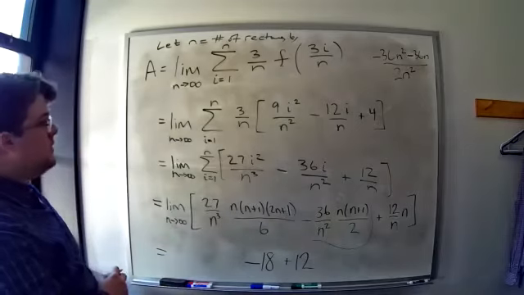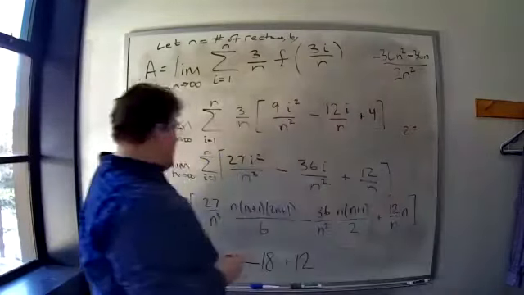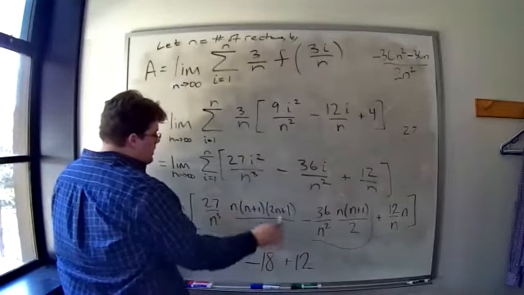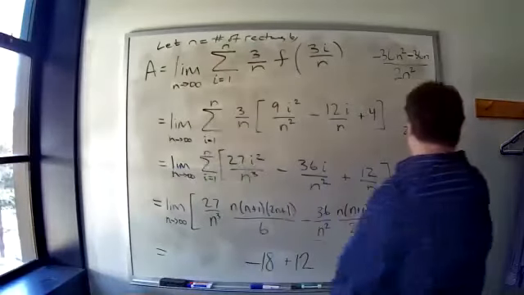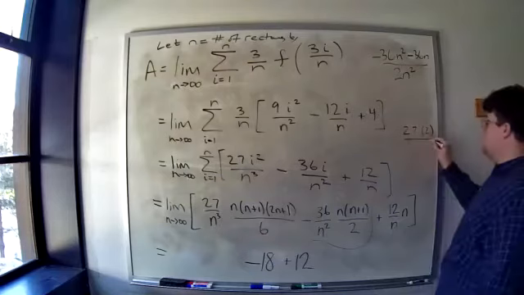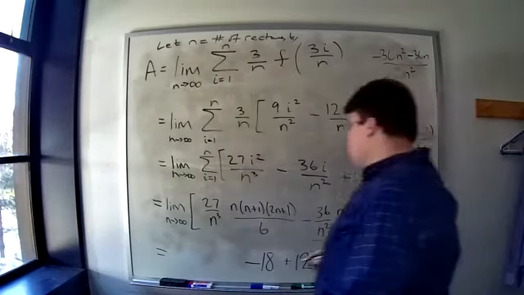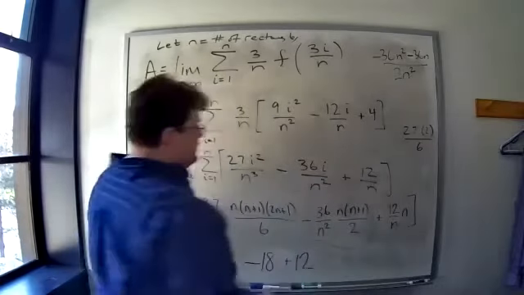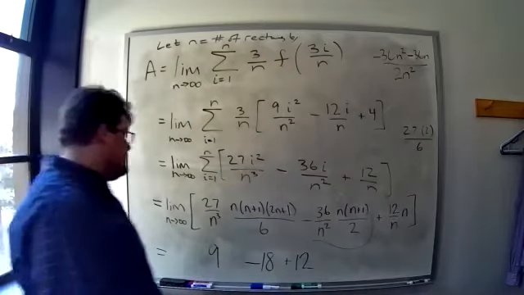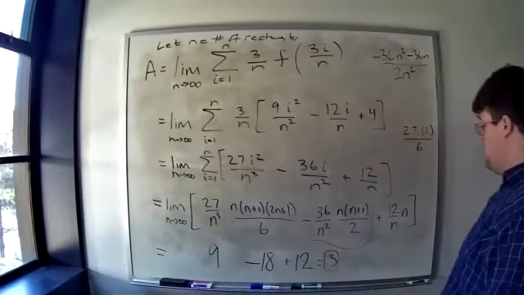I'm going to write the side work over here. I'll just write these coefficients over here. On the n cubed in the top, we have a 27, a 1, a 1, and a 2. So that's a 27 times a 2. In the bottom on the n cubed, we have just a 6. So we have 27 times 2 over 6, 27 divided by 3, which is 9. So the first one, we have a 9, second one, negative 18, third one, 12, which makes the exact limit 3.